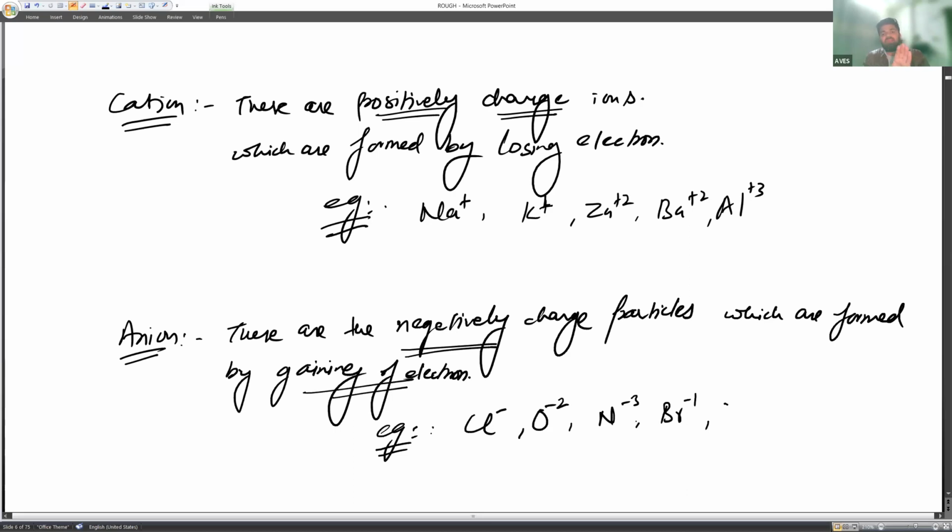When a neutral atom gains electrons, it becomes negatively charged, it forms anions. Got it? For example, chloride ion, oxide ion, nitride ion, bromide ion. So these are considered to be anions. Got it? Yes, sir. Next.